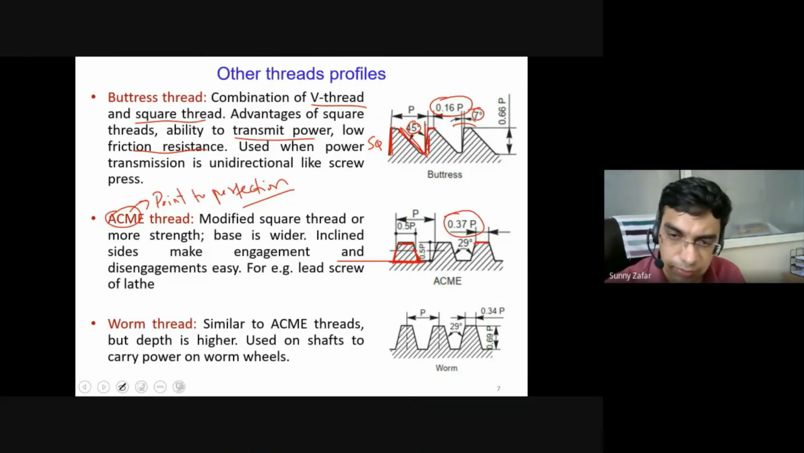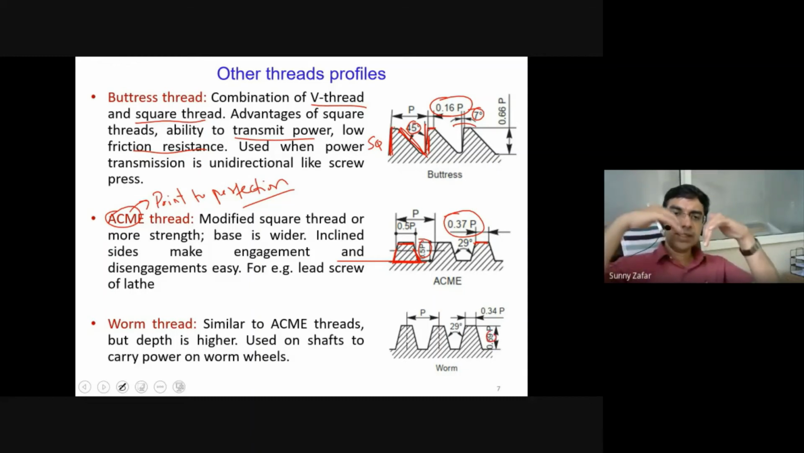So here the depth was 0.5 p. So here the depth is 0.69 p. So you can understand where the depth increases. So the engagement between these threads while transmitting power, the level of engagement with this penetration, as the penetration increases between the threaded surfaces, the power transmission capability or the torque transmitting capability increases.